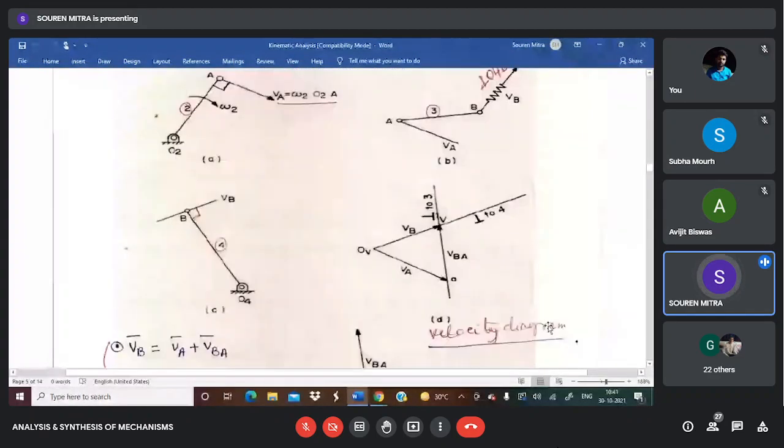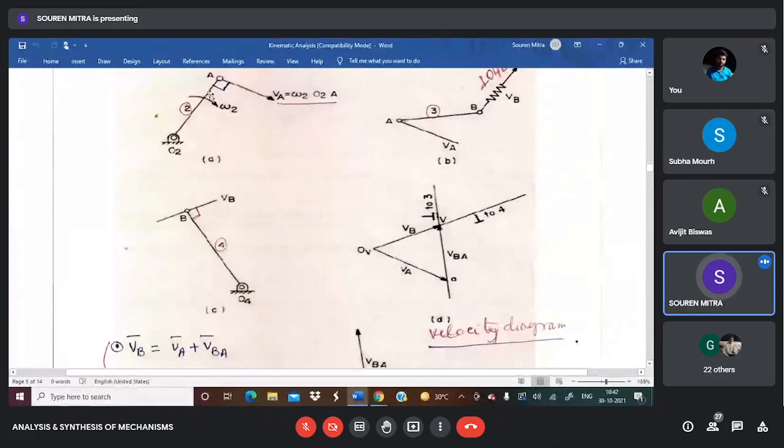But we have to complete the velocity of B with respect to A. So that's the relative velocity. So how do we get the relative velocity? So far we didn't discuss the relative velocity. Relative velocity between 2 points on a link, on the same member: what is the direction? Magnitude you do not know, but what is the direction? Direction is perpendicular to the link. Why is it perpendicular to the link?